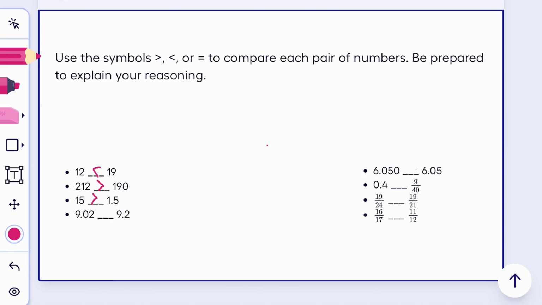For the next one, that's like having $9.02 compared to $9.20. One has 2/100ths and the other has 2/10ths, which is bigger.